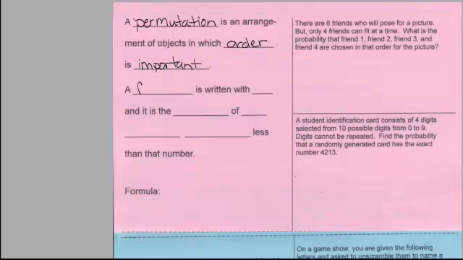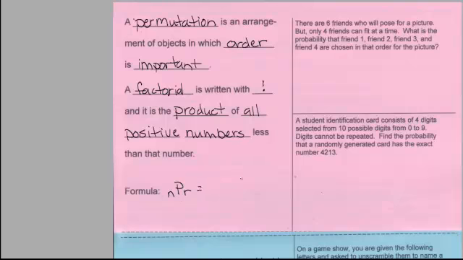A factorial is written with an exclamation mark. And it is the product, or that means multiply, of all positive numbers less than that number.